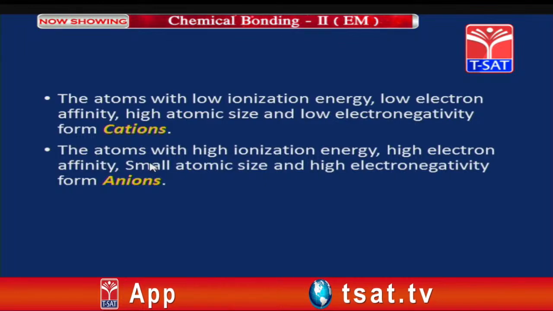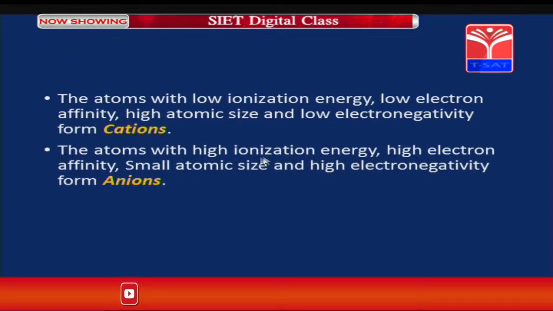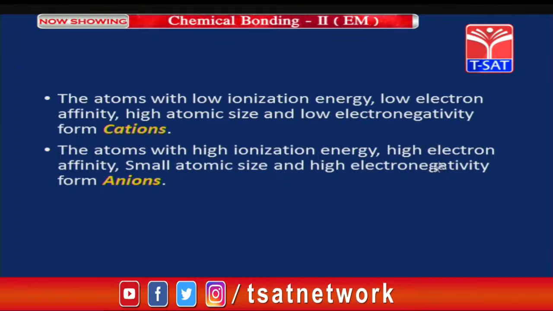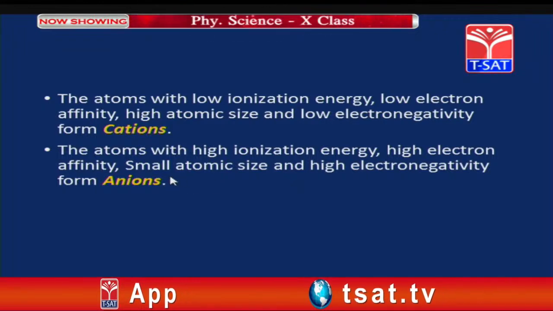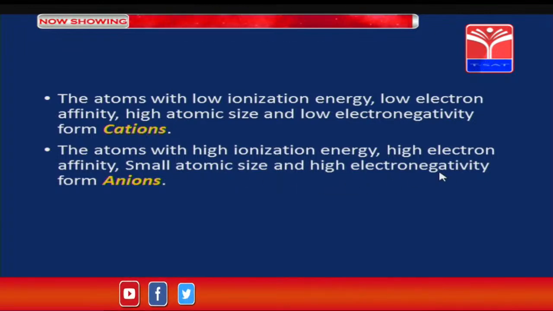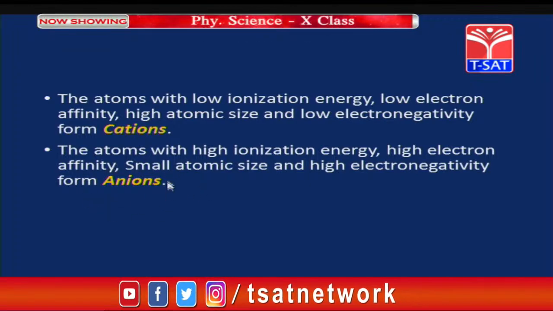Children, if the atom has high ionization energy, that means it requires a lot of energy to remove an electron, and it releases a lot of energy when it attracts an electron, and if the atomic size is small, that means there is a lot of attraction between the nucleus and the outermost electron, and if it has a high tendency of attracting electrons, then they can easily attract electrons and they can form anions.